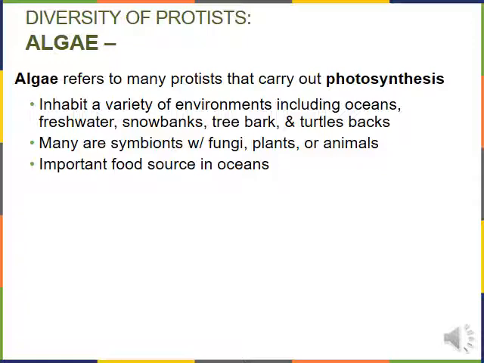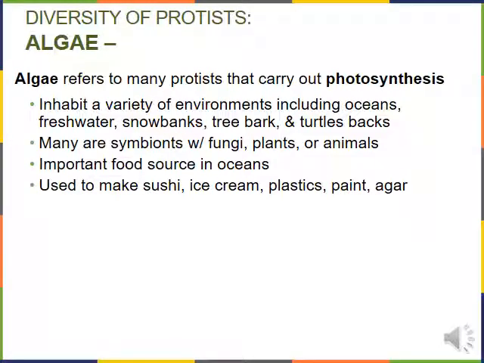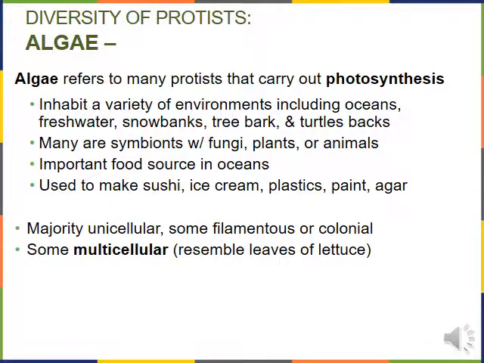They're an important food source in oceans. We'll go over that as well. And actually, certain groups of algae are used to make sushi, ice cream, plastics, paint, agar. A number of different products are derived from different kinds of algae, a kind of protist. So it's interesting to think about, talking a little bit about algae in terms of the kingdom Protista.